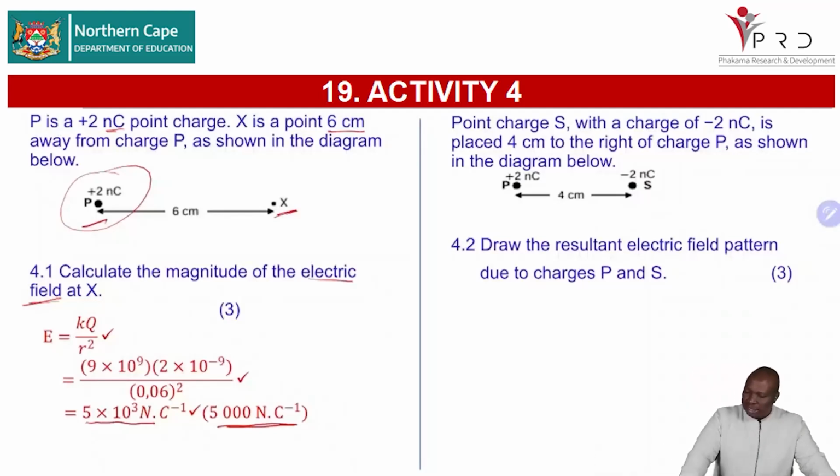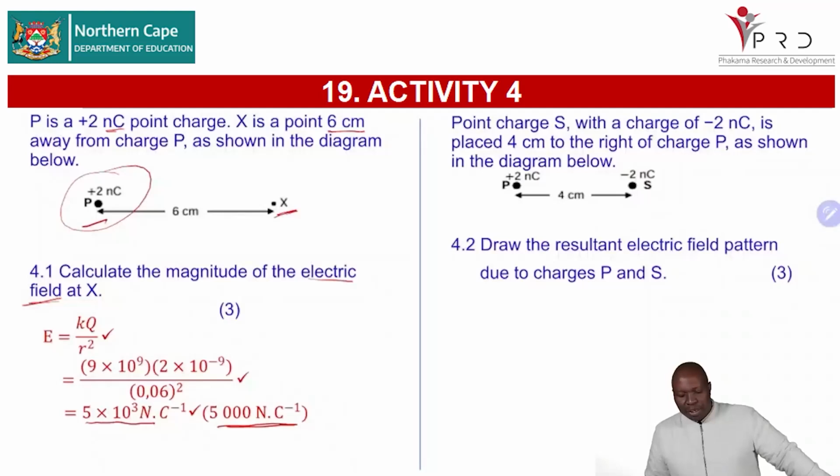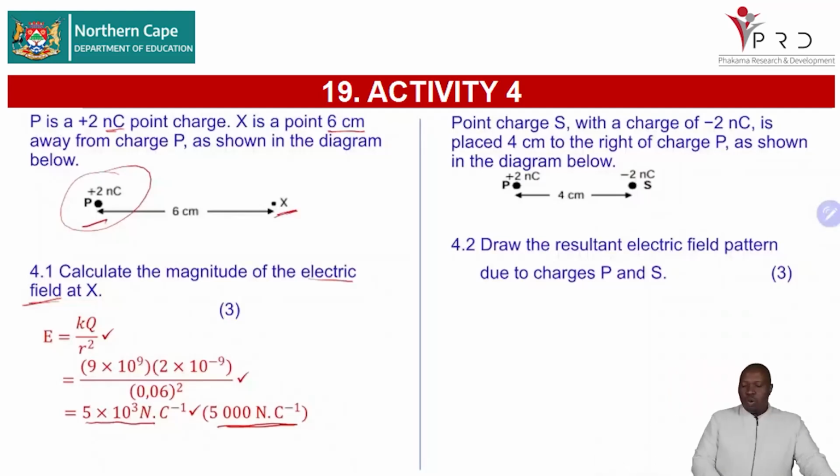Now, point charge S with a charge of minus 2 nanocoulomb is placed 4 centimeters to the right of charge P, as shown in the diagram below. So we're having these 2 nanocoulomb, we put point X. We check the contribution due to X of the electric field. We got 5,000 Newton per coulomb. Now we're given another negative charge there. We are putting another charge 4 centimeters from X. And then we're saying draw the resultant electric field patterns. Important electric field patterns, practice them as many times as you can.